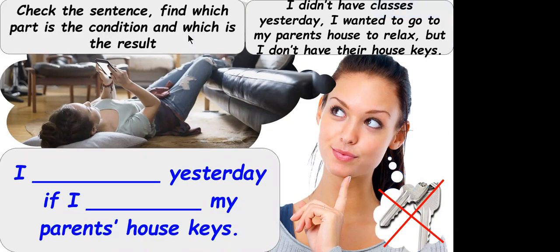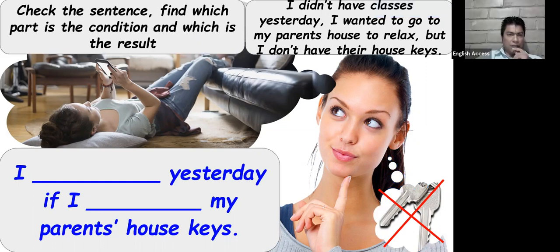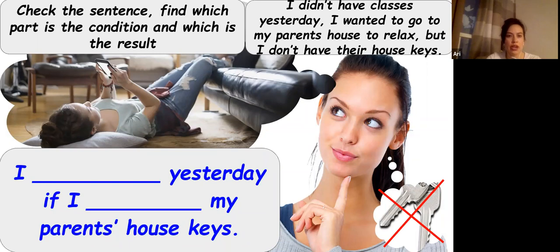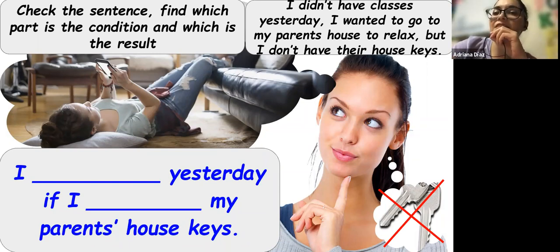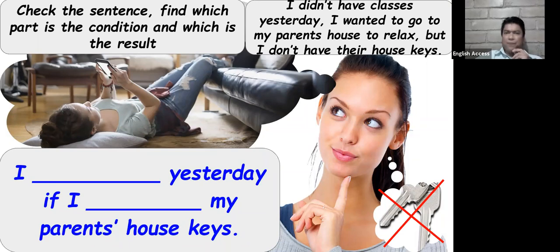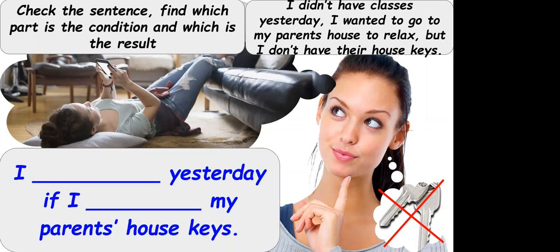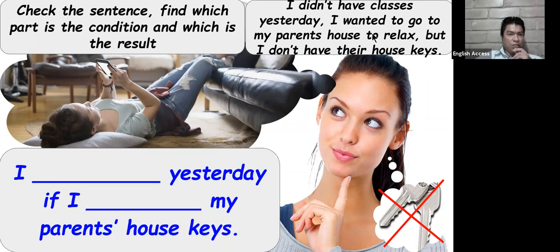That she didn't have classes yesterday. Is that the cause or the effect? The cause. And what is the effect? She doesn't have the keys. No, actually, she wants to go to her parents' house to relax. That's the effect that is not mentioned in the story. All we have is a little context. I didn't have classes. I wanted to go into my parents' house, but I don't have their house key. So this is the context, and the result we see in the picture.